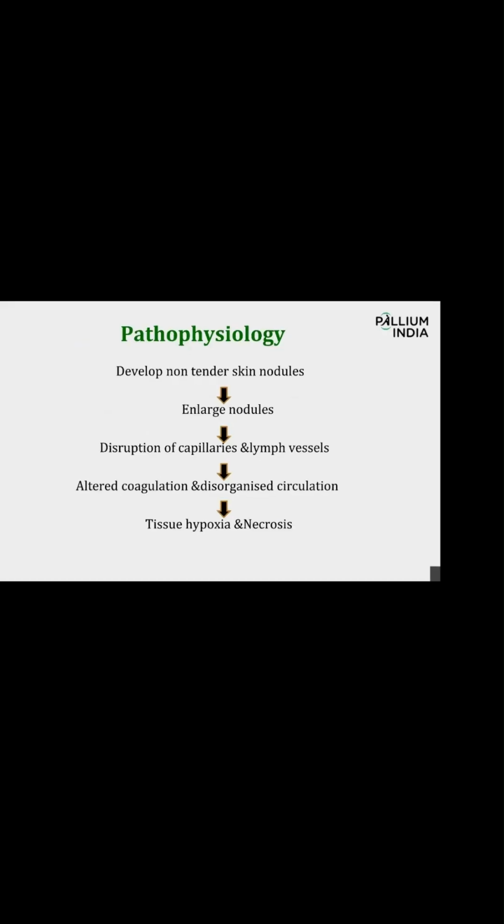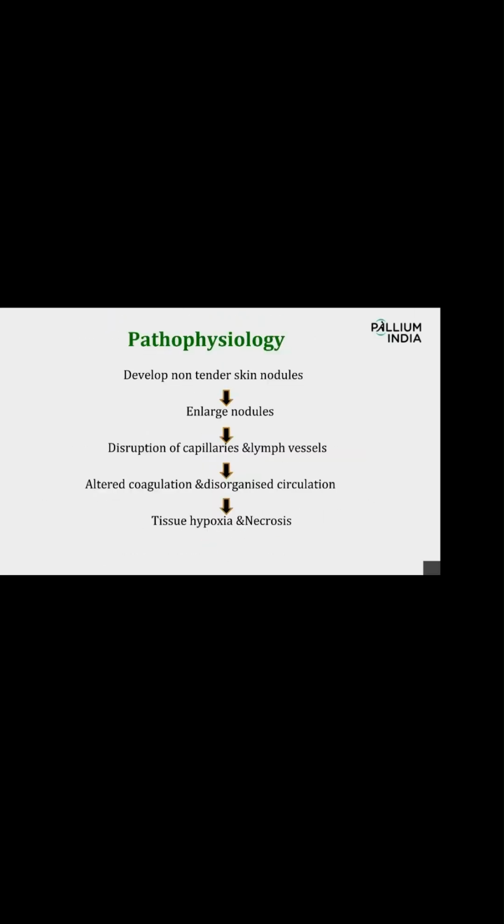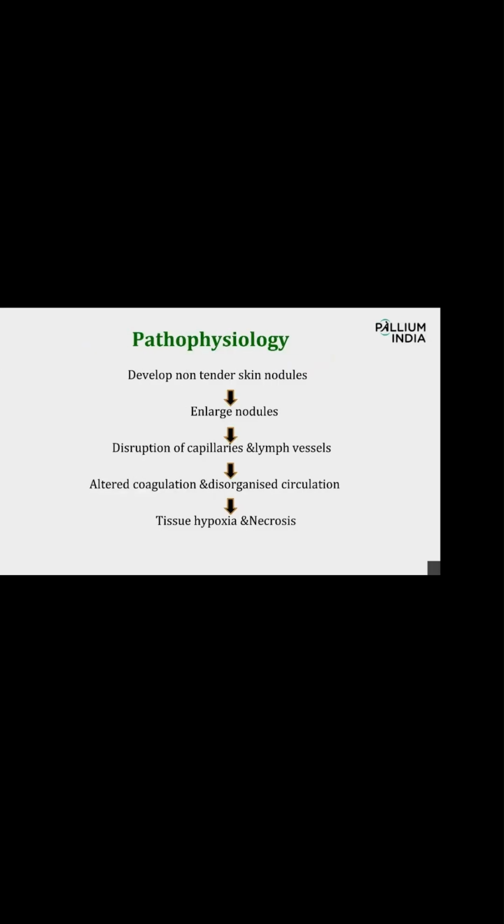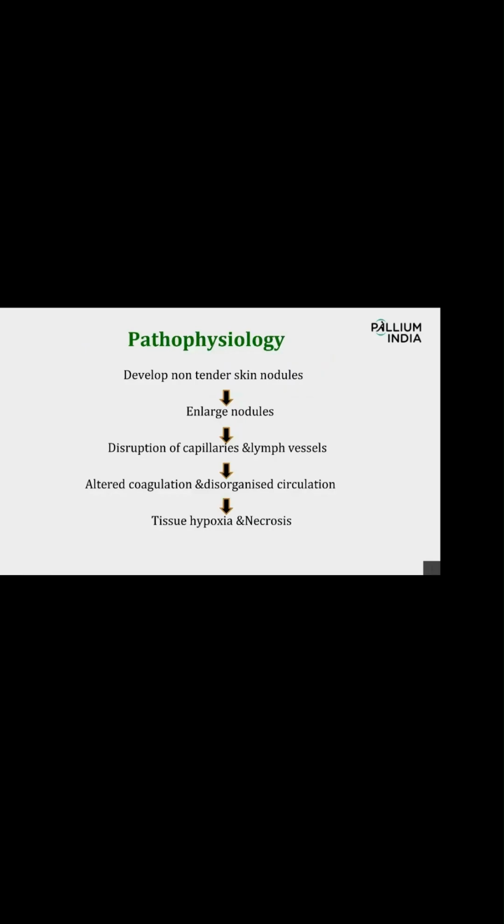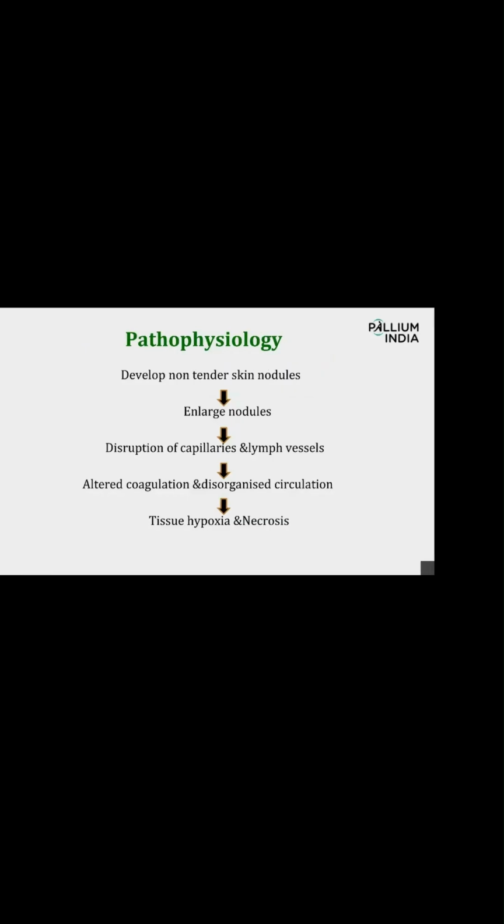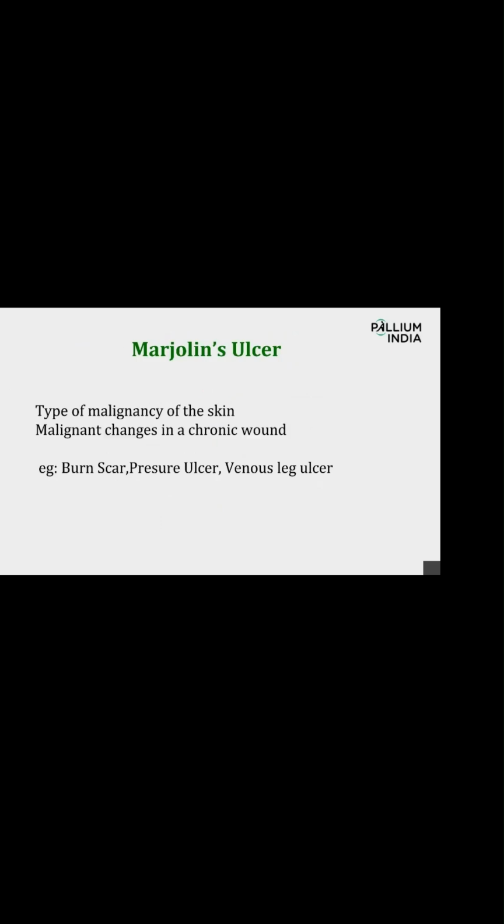Here we have seen non-tender skin nodules developing. This is for fungating ulcers; malignant ulcers will start this way also. Here you have to know the difference. Malignant changes in a chronic wound means that wound has already developed from some other cause. That chronic, untreated wound will change into a malignant process. Are you able to know the difference?